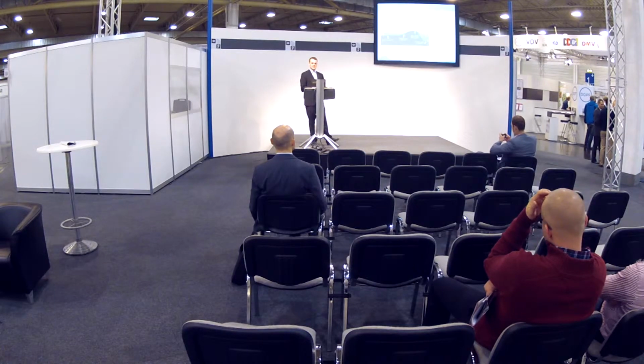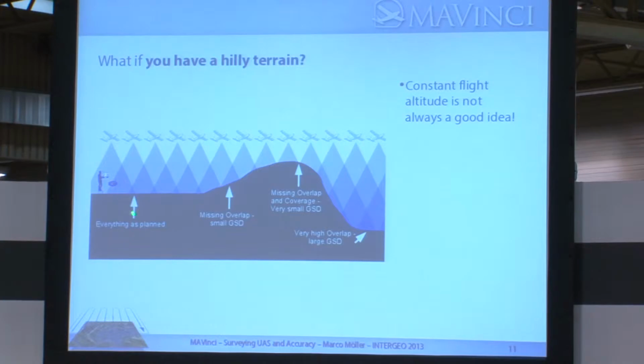Next thing what could happen in doing a flight plan is if you have hilly terrain, you're flying on a constant altitude. You see the overlap is here, everything as planned. If the terrain climbs, your overlap becomes smaller and smaller. And here you even get gaps in the area of interest. So this spot is not covered at all. On the other side, the spots in a valley are really covered much more than you actually need, which will increase your processing time because you have basically too many images.